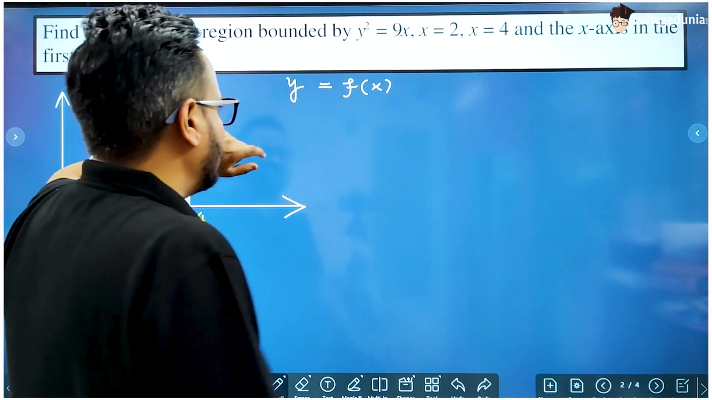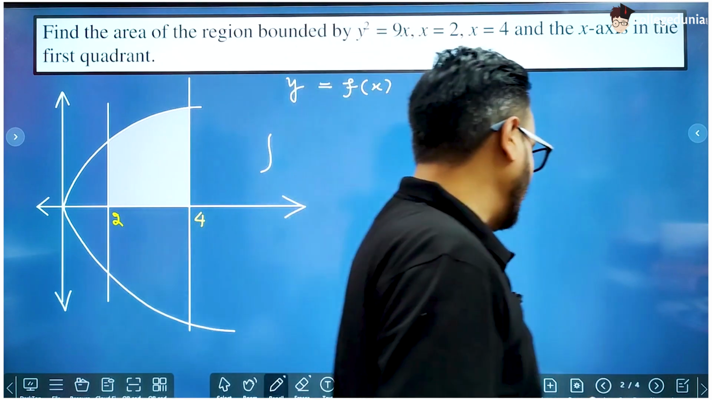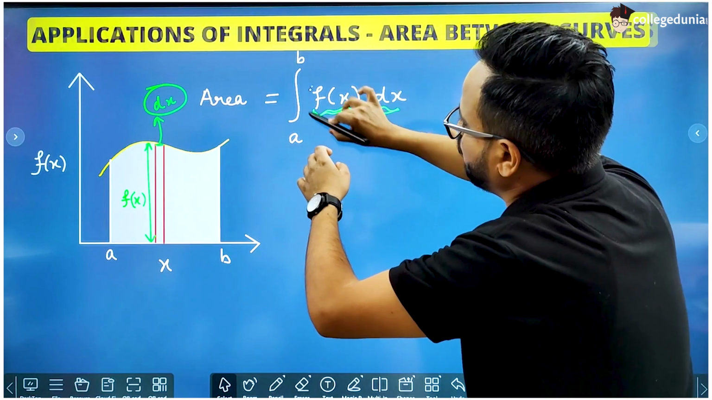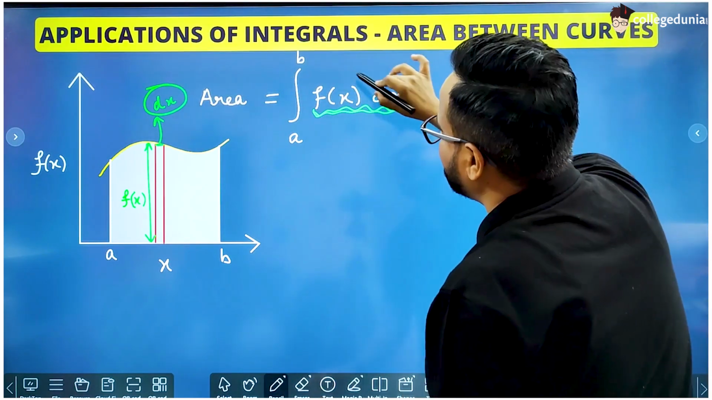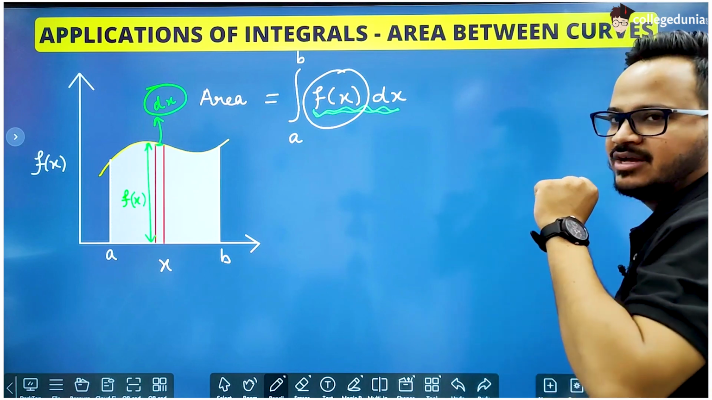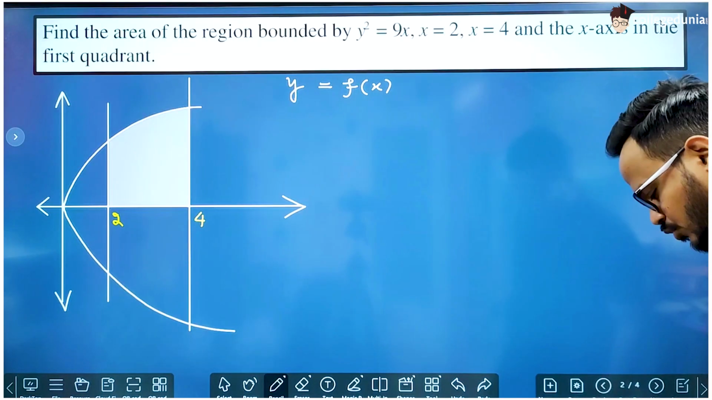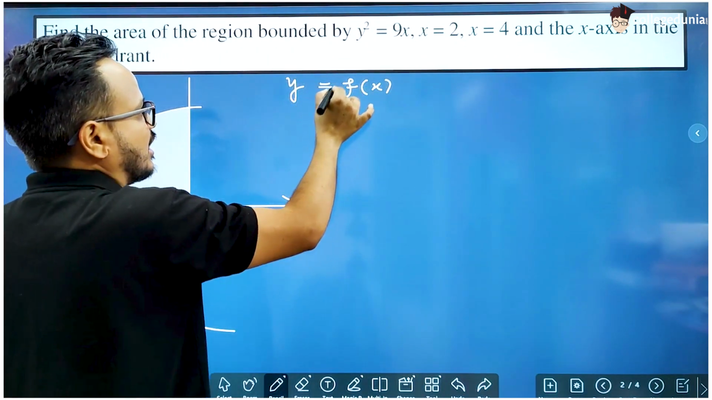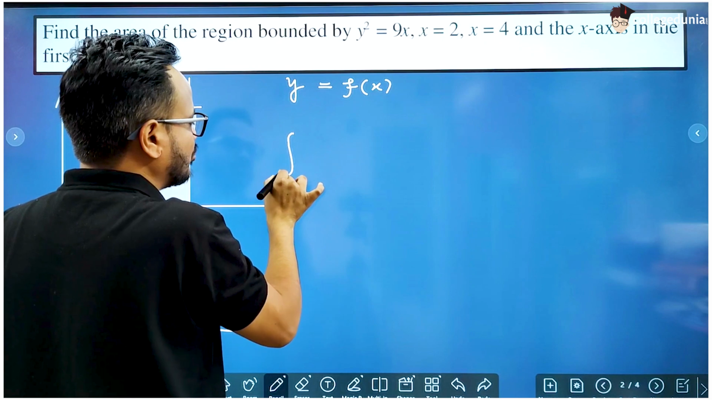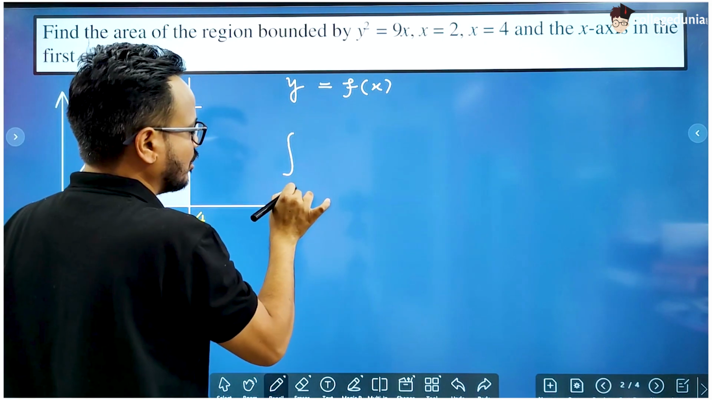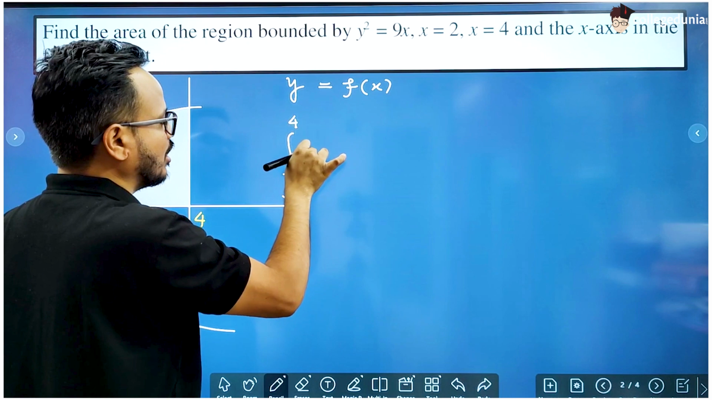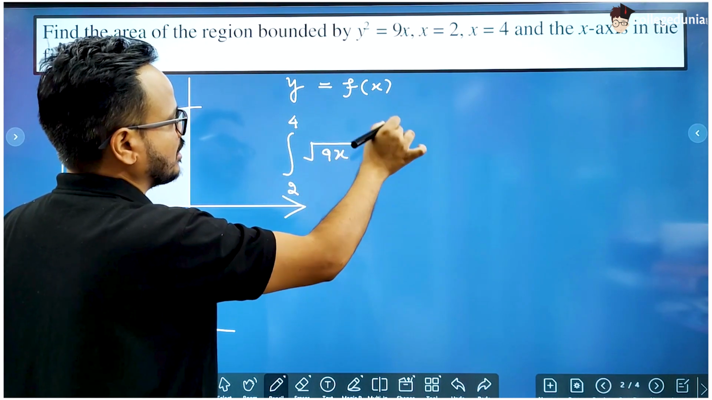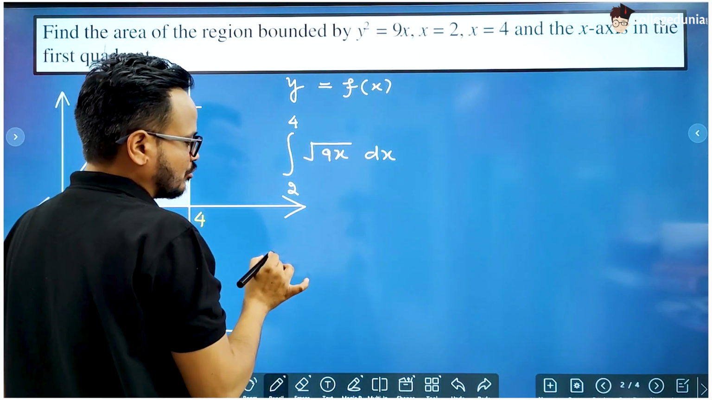So that means if we are applying this formula, integral a to b f(x) dx, we simply have to take the y of this curve, right? Because y is equal to f(x). So we have to take the y of this curve. The y of this curve is under root 9x. So the required area is integral from 2 to 4 of under root 9x dx, right? Because y was under root 9x. So what is the area?